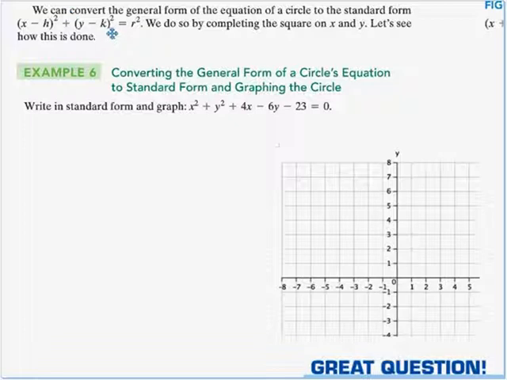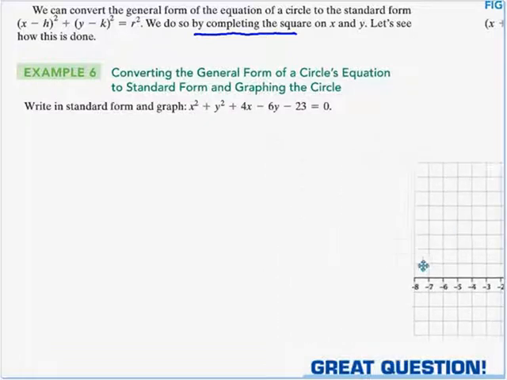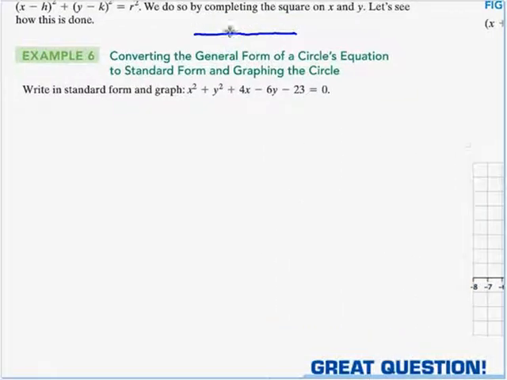So we can convert the general form of an equation of a circle to the standard form, x minus h quantity squared plus y minus k quantity squared equals r squared. We do so by completing the square on the x's and the y's. We haven't done that in a while. Let's see how this is done. I'm going to need a little room here.